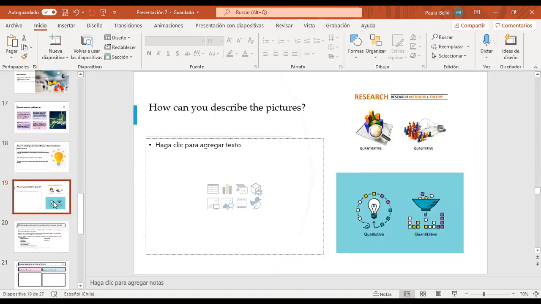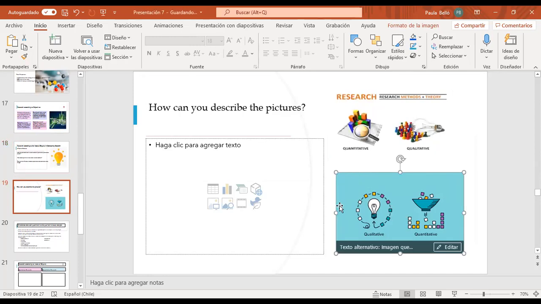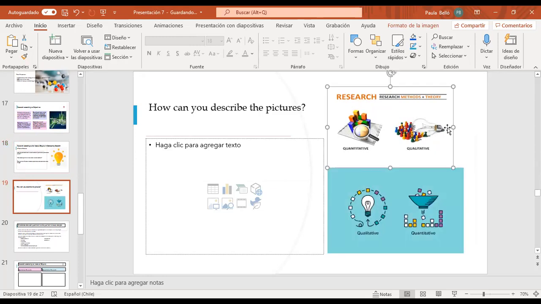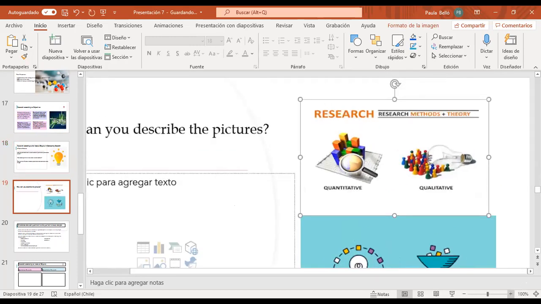But first of all, I wanted to look at these pictures. So you have plenty of these pictures, just to get you thinking: what can you see in the pictures representing qualitative and quantitative? What can you see in the first picture? Just ideas, brainstorming.